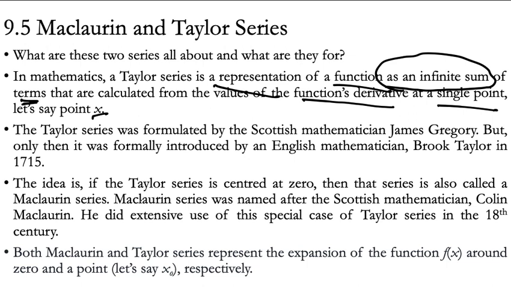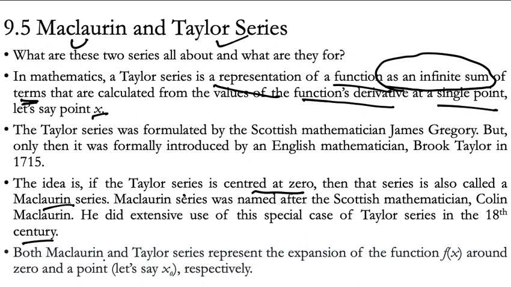Now, if the Taylor series is centered at zero, instead of a certain constant, then that series is called the Maclaurin series. So that's why you learn Maclaurin first, then you go to Taylor series. The Maclaurin series was named after the Scottish mathematician Colin Maclaurin. He used this extensively as a special case of the Taylor series in the 18th century. So you can imagine mathematicians during that time were already studying very sophisticated terms.